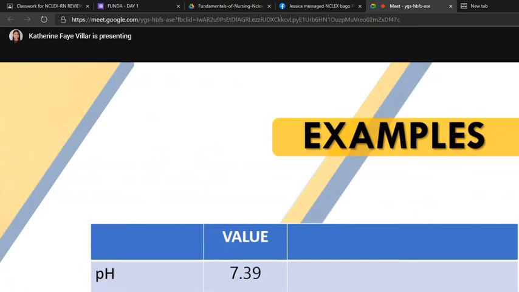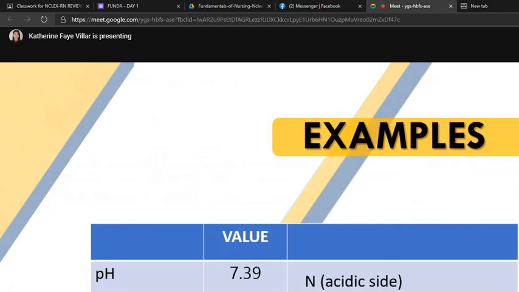So, next po, 7.39. Dapat mabilis na. Acidic or alkaline? Normal. Okay, normal. PCO2 is acidosis. Acid. HCO3 is alkalosis. So it's high, okay, alkaline.